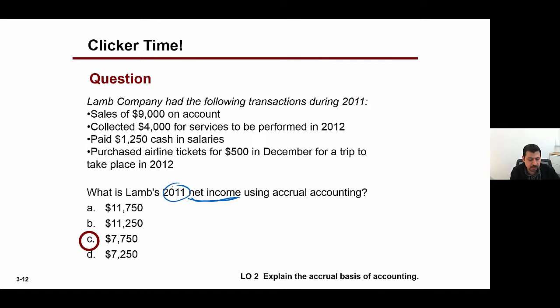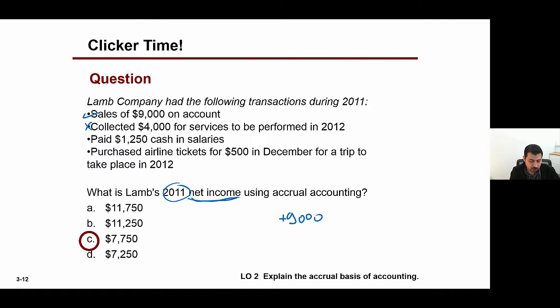The first one is sales of $9,000 on account. So those are sales in 2011. As a result, we include it in our calculations. So this is 9,000 plus 9,000. Collected $4,000 for services to be performed in 2012. So the services will be performed in 2012. As a result, we don't recognize them now, and we don't include them in the net income.